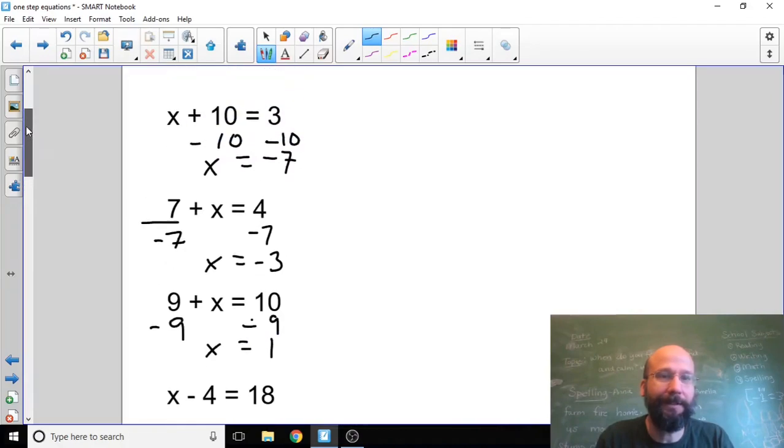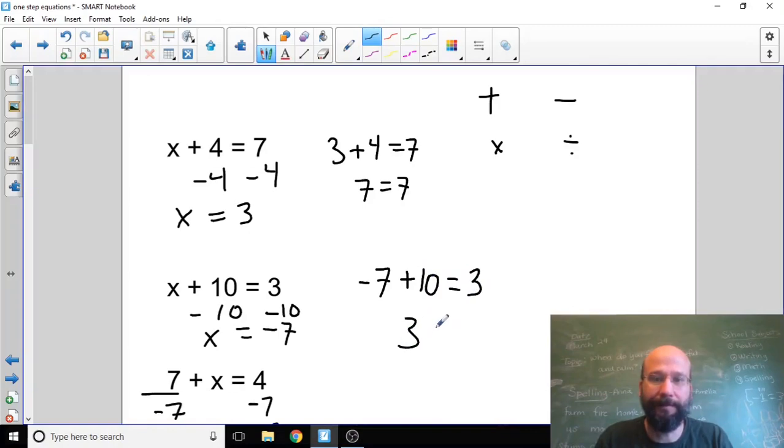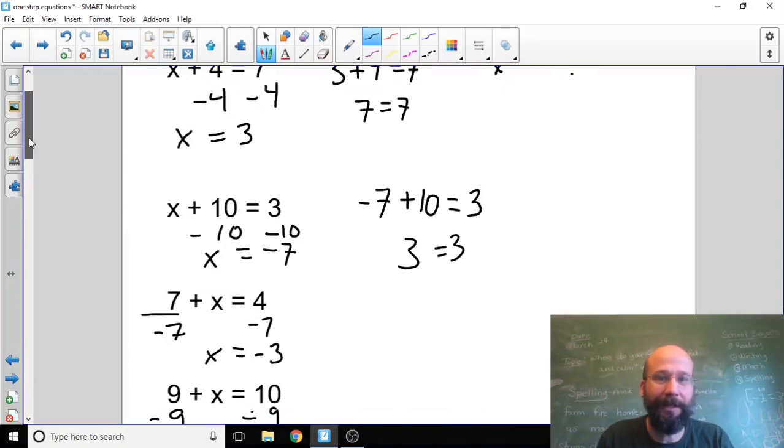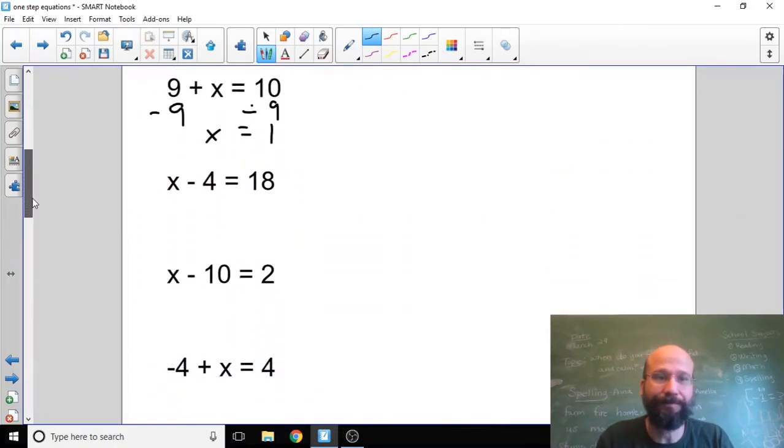Again, we can go through here and check all of our answers. We could put 3 in for x and see if 3 plus 4 equals 7. And it does. We could put negative 7 in for x. Negative 7 plus 10 equals 3, and it does. This is just a review, so you don't really need to do that. We might do it when we start doing the multi-steps.